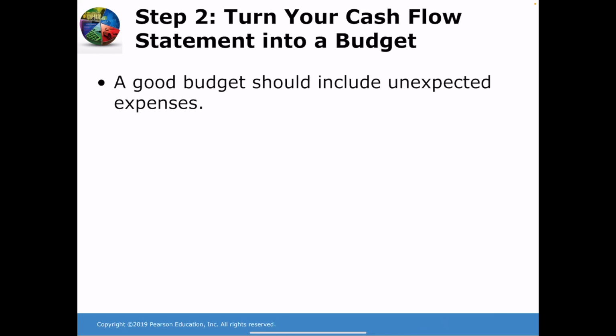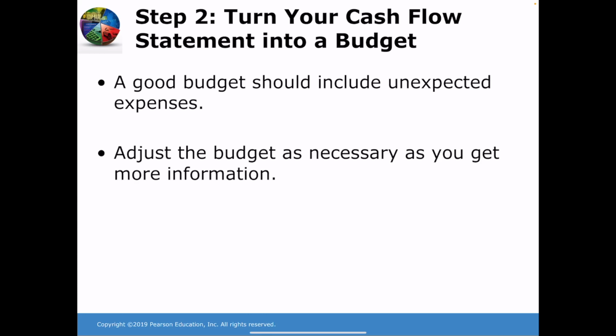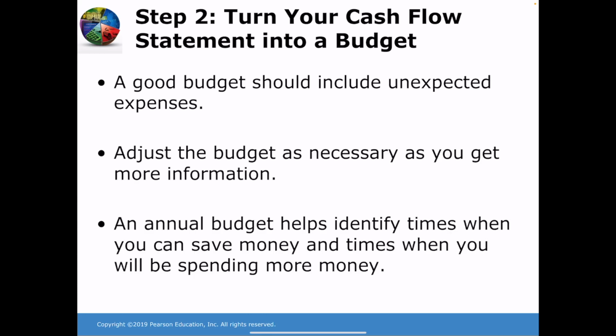A good budget should include unexpected expenses also, such as car breakdowns, medical emergencies, and so forth. You are going to adjust the budget as necessary as you get more information. An annual budget, one you prepare for the entire year, helps identify times when you can save money and times when you'll be spending more because you'll be doing different things throughout the year.